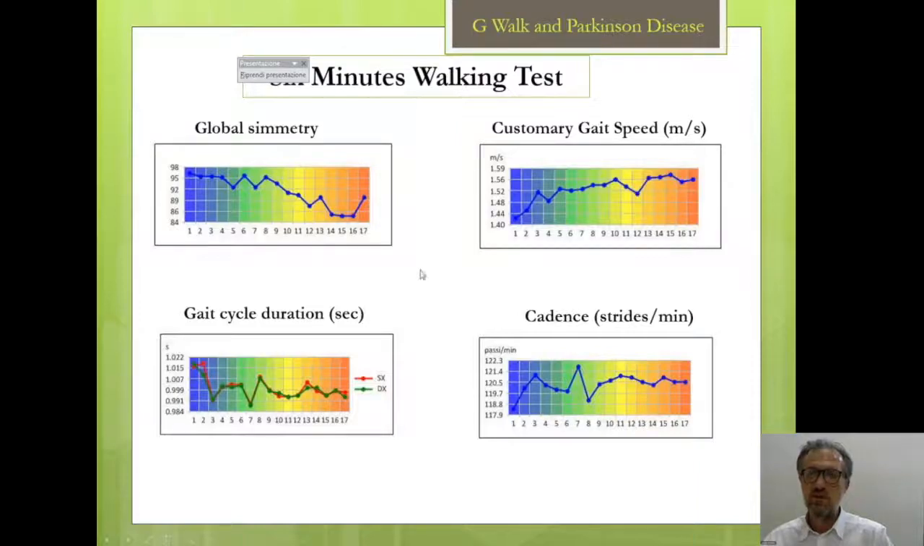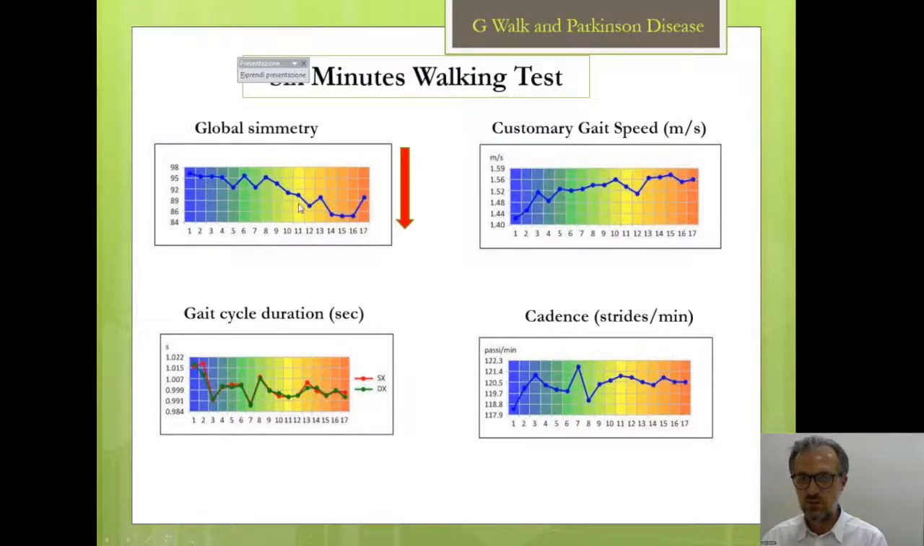But we can have an even more particular evaluation of every single piece of our 30 meters, because here we have 17 different parts of the 6-minute walking test evaluated by the Rewalk. As you can see here, the global symmetry, as expected, is decreasing over time.